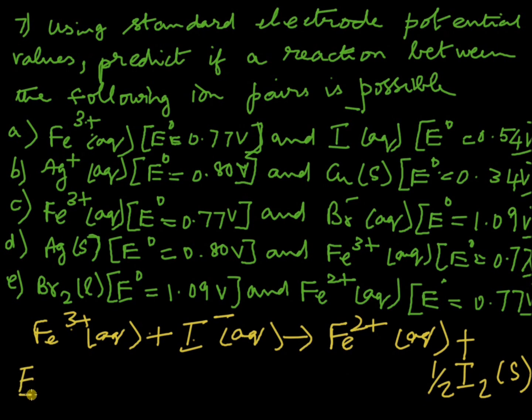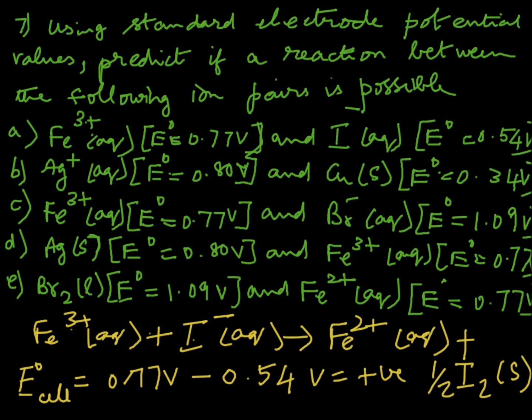So we can calculate E naught cell is equal to E naught cathode minus E naught anode, that is 0.77 volt minus 0.54 volt. This is positive, hence we say the reaction is feasible. I suppose it is clear to you.